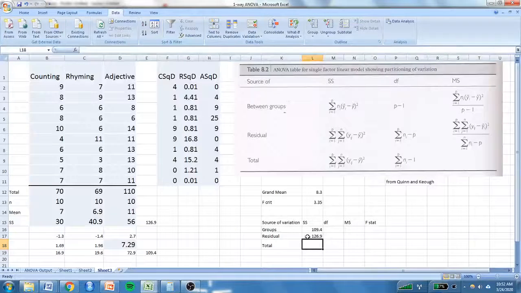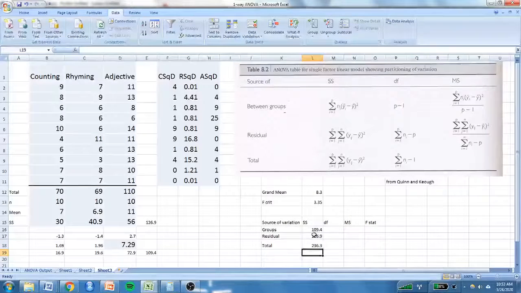Sorry, I love ANOVA so much. It's so fun. Okay, so how do you get the total sum of squares? It's going to be like Dora the Explorer. How do you get the total sum of squares? That's right, you add these together.